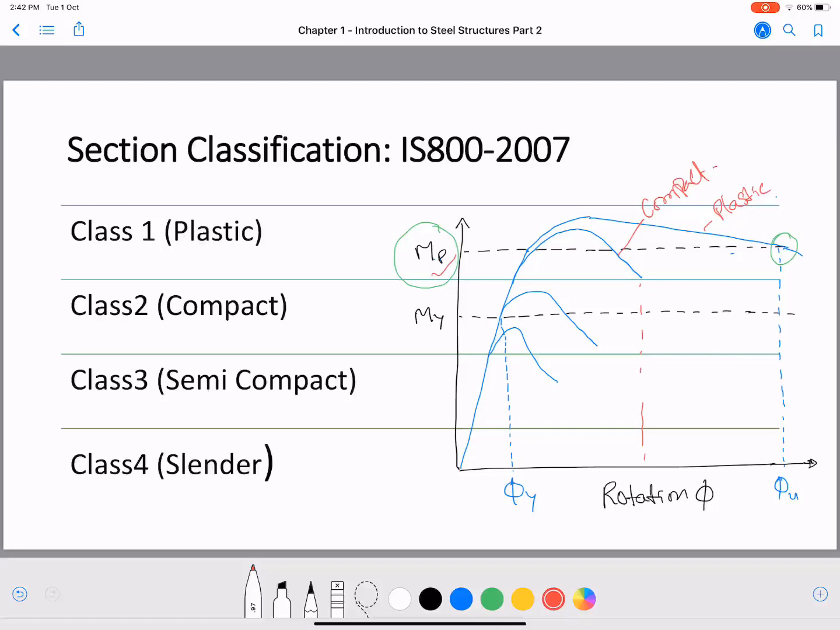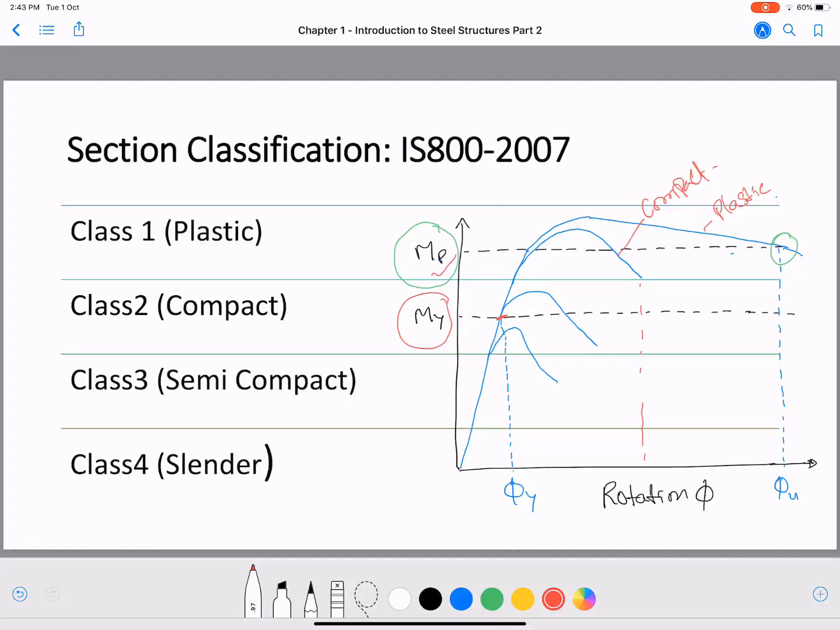Now come back to the semi-compact section. The semi-compact section is nothing but local buckling preventing the development of the plastic moment MP. It can only develop the yield moment My. It won't develop the MP. Before even touching the MP, local buckling will prevent it from being achieved, but at least it will go up to the yield point of the member. This is called a semi-compact section.